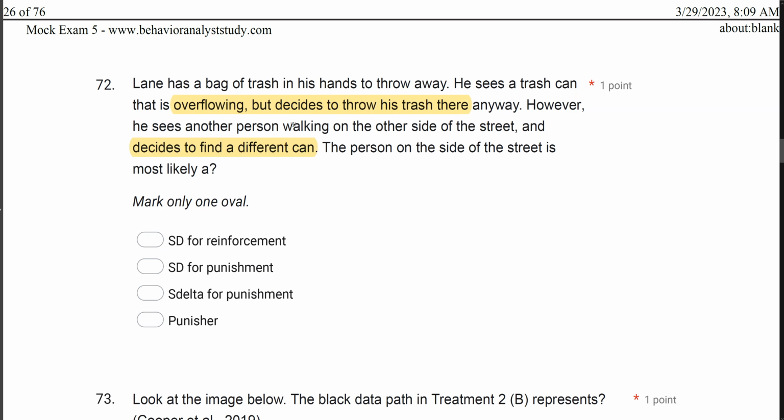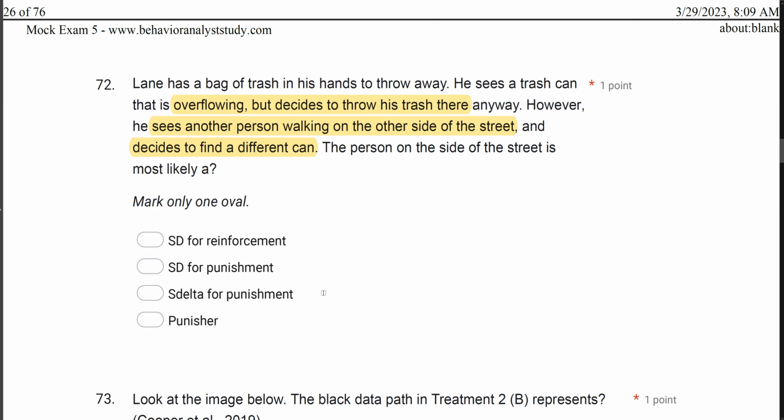Now, why did he do that? What changed in the scenario? Well, he saw the other person walking on the side of the street, which made him change his behavior of throwing the trash away. So he avoided throwing the trash away in the trash can once he saw that person walking away. So why would he do that? The person on the side of the street is most likely what? A, an SD for reinforcement. Well, if there was an SD for reinforcement, he probably would have just gone thrown his trash away, right? Instead, what does he do? Well, he avoids or escapes this person, okay? This person is most likely signaling punishment is available for throwing trash in this overflowing trash can.